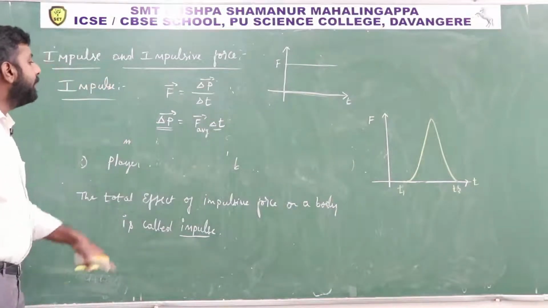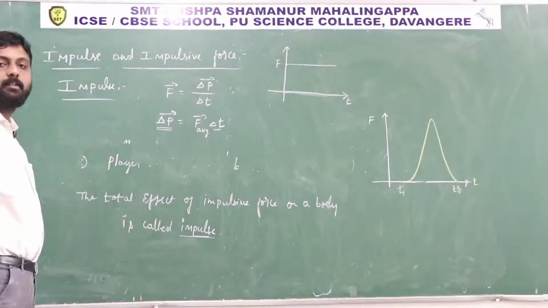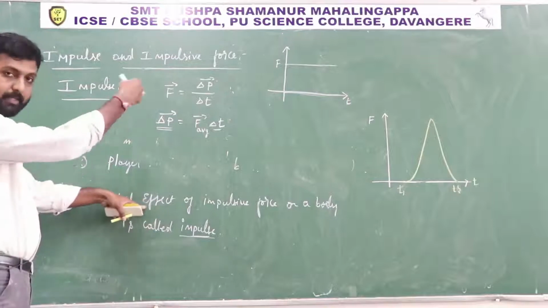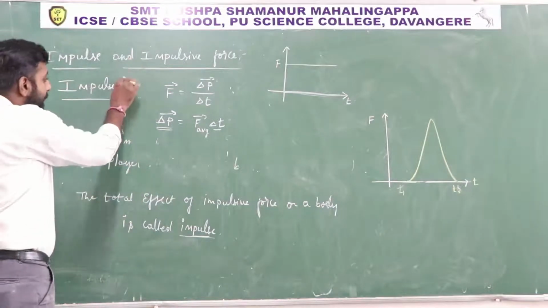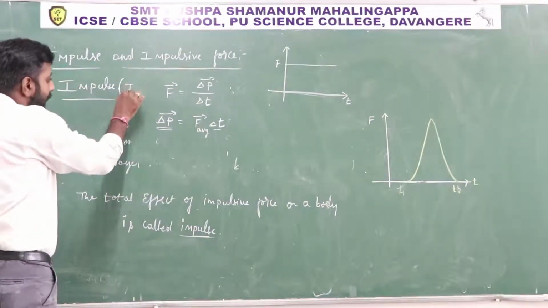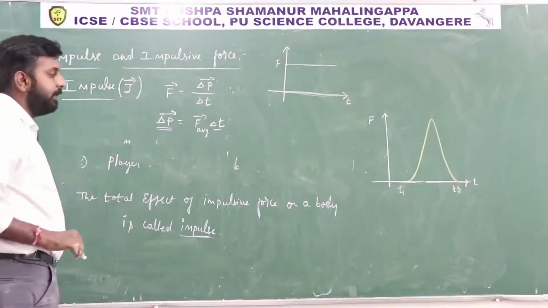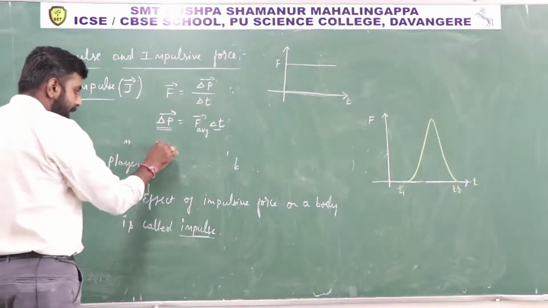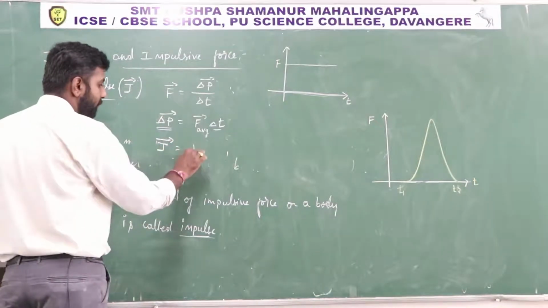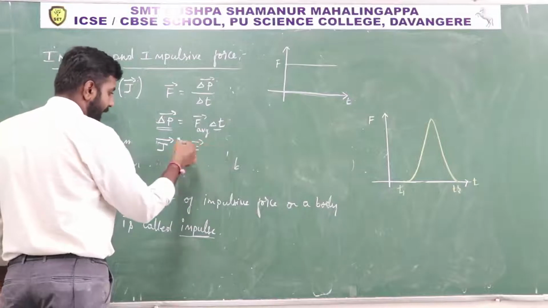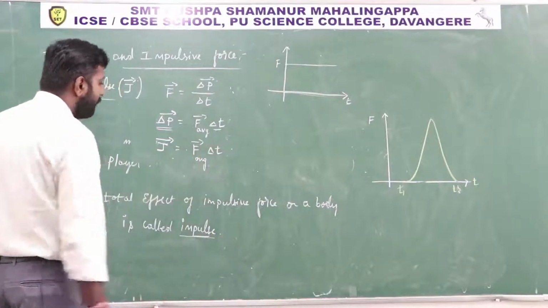delta T. Then this change in momentum is called what? That change in momentum is nothing but impulse. That effect is nothing but change in momentum. This impulse you can denote by the letter I or by the letter J. This impulse is also a vector quantity. So in place of delta P I can write J vector. Impulse is equal to F vector, that is average force, multiplied by delta T, the time interval.